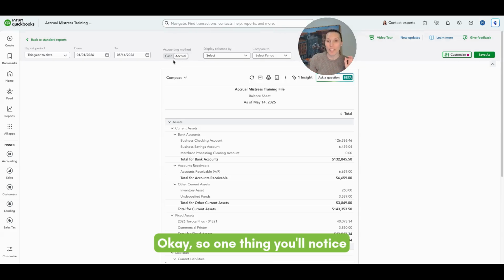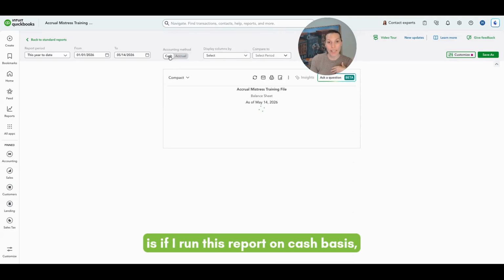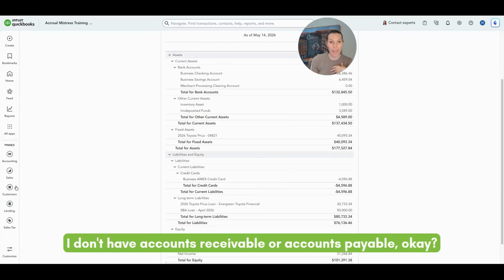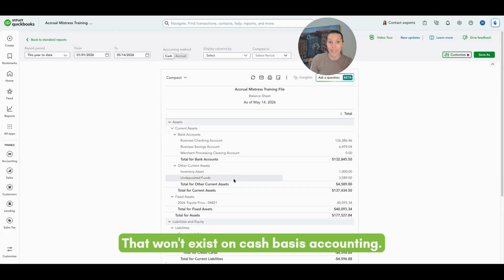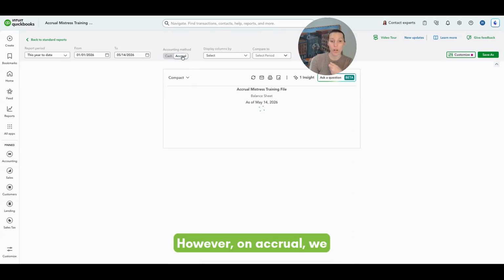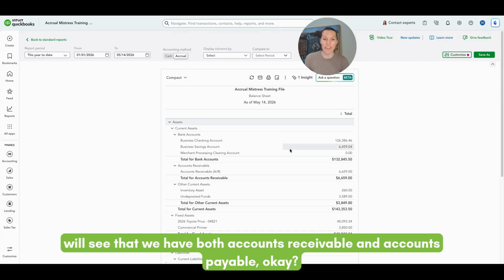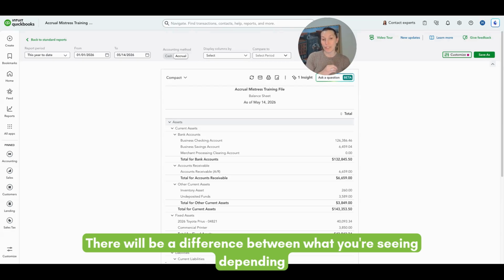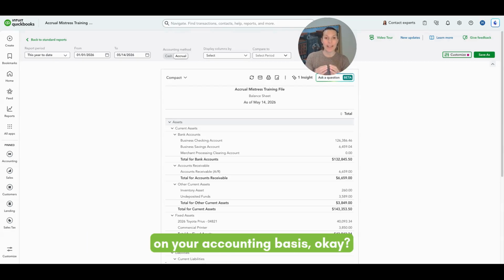Okay, so one thing you'll notice is if I run this report on cash basis, I don't have accounts receivable or accounts payable. Okay, that won't exist on cash basis accounting. However, on accrual, we will see that we have both accounts receivable and accounts payable. Okay, so again, just keep that in mind as you're running this report. There will be a difference between what you're seeing depending on your accounting basis, or your accounting method, excuse me.